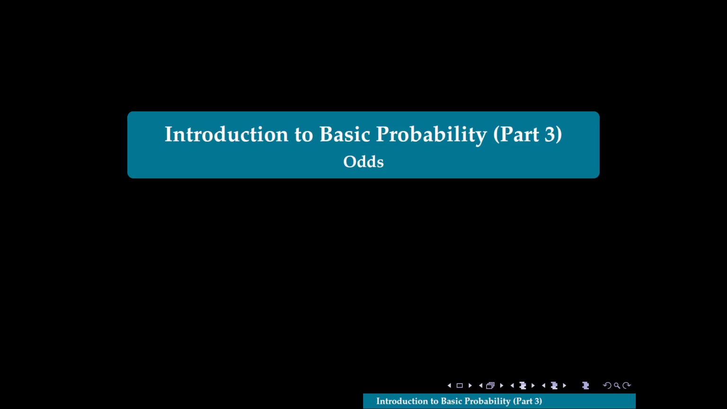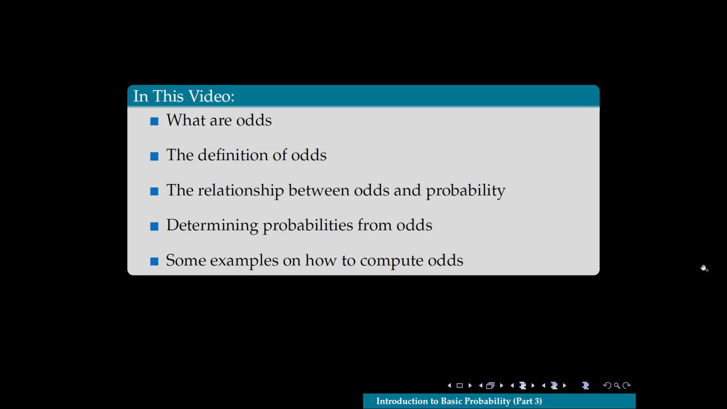Today is part 3 of our series on Introduction to Basic Probability, and we're going to be talking about odds today. In this video, we're going to talk about what odds are and what they mean. We're going to talk about the definition of odds, the relationship between odds and probability, they are directly related, and how to determine probability if you're given odds. And of course, we're always going to show examples on how to compute things.